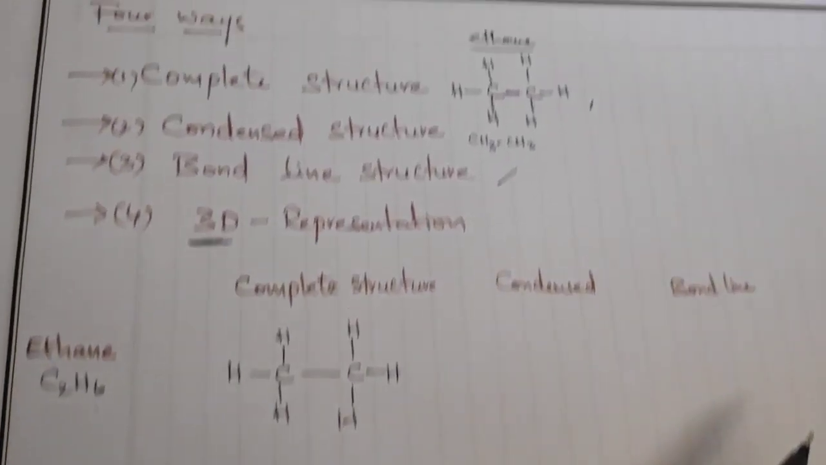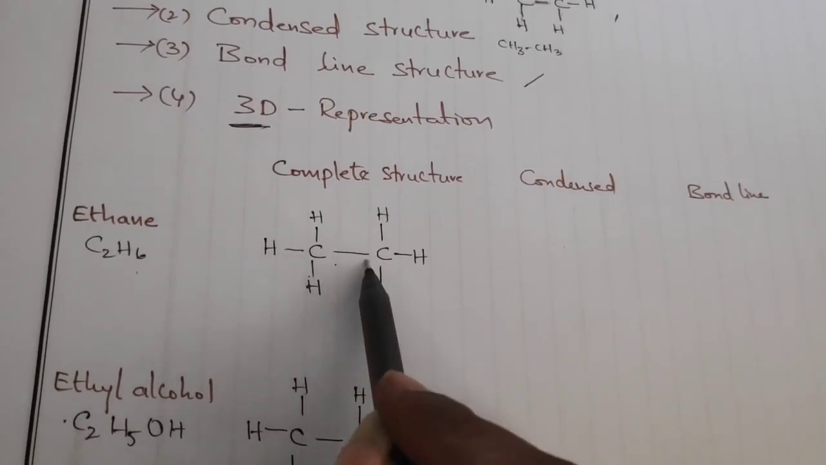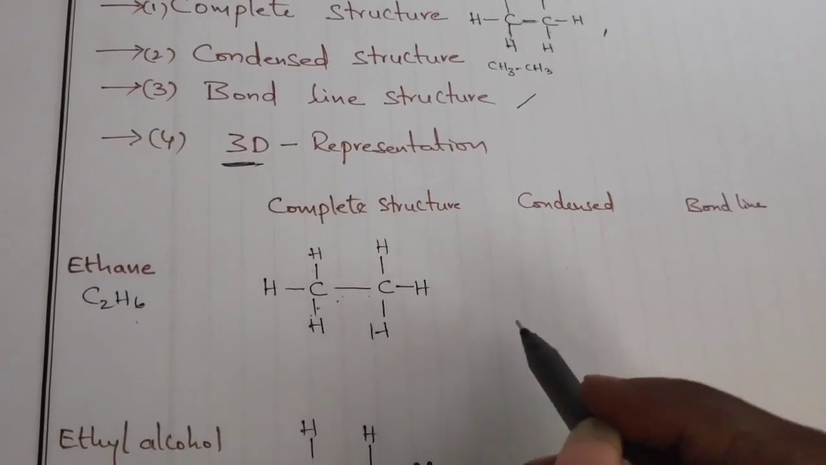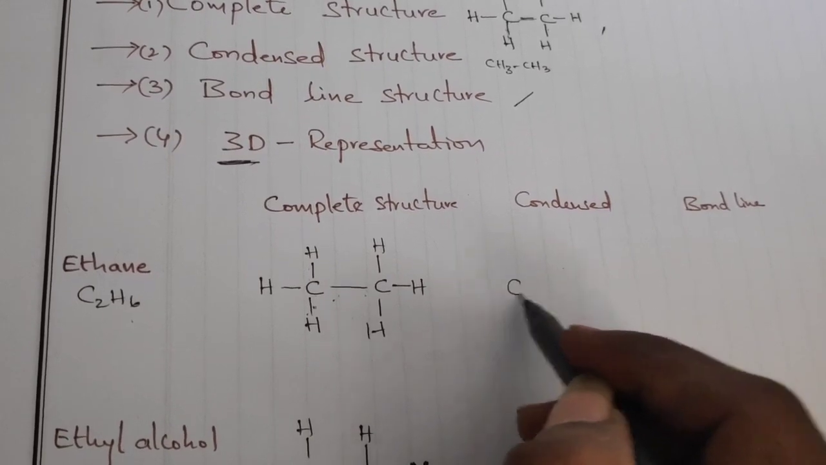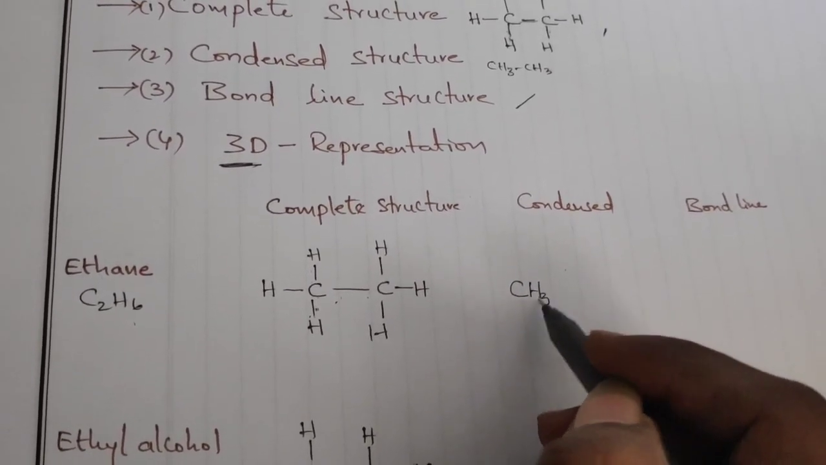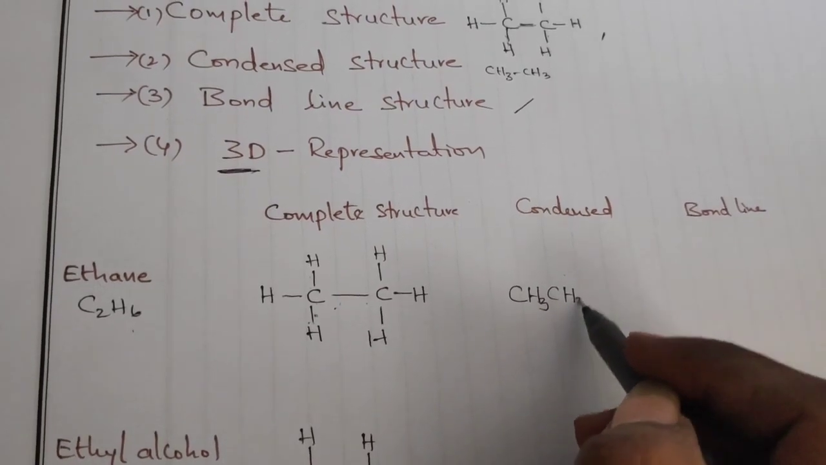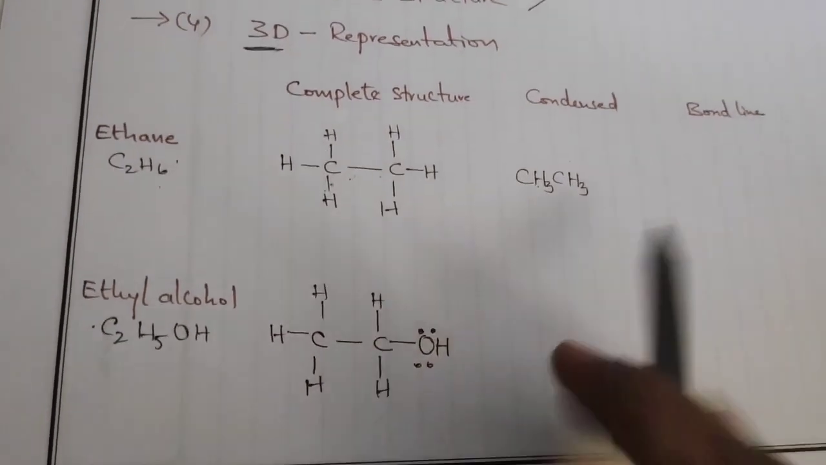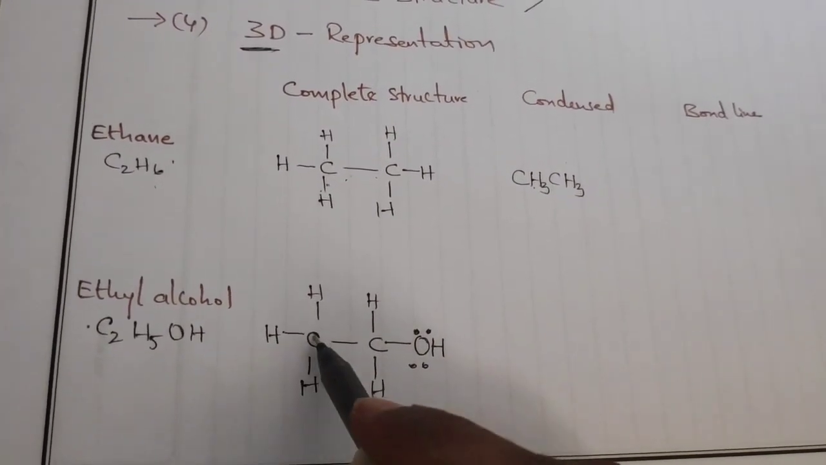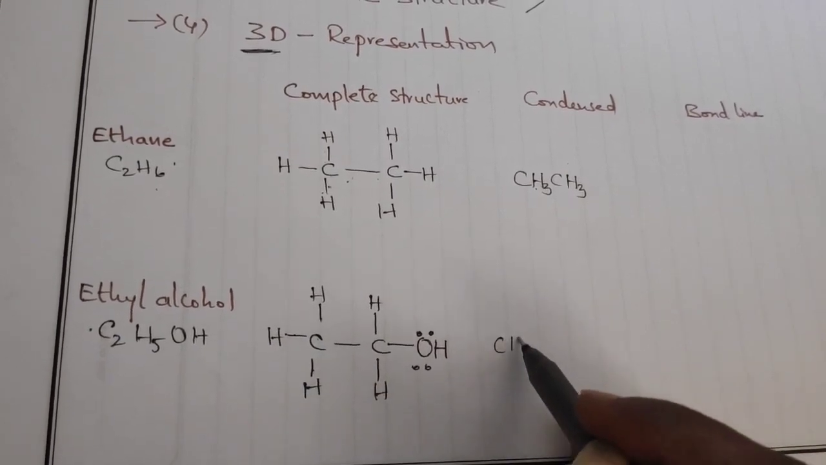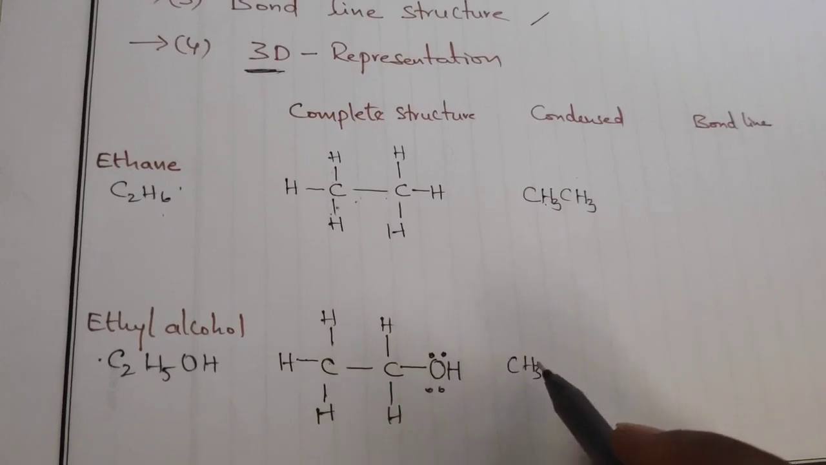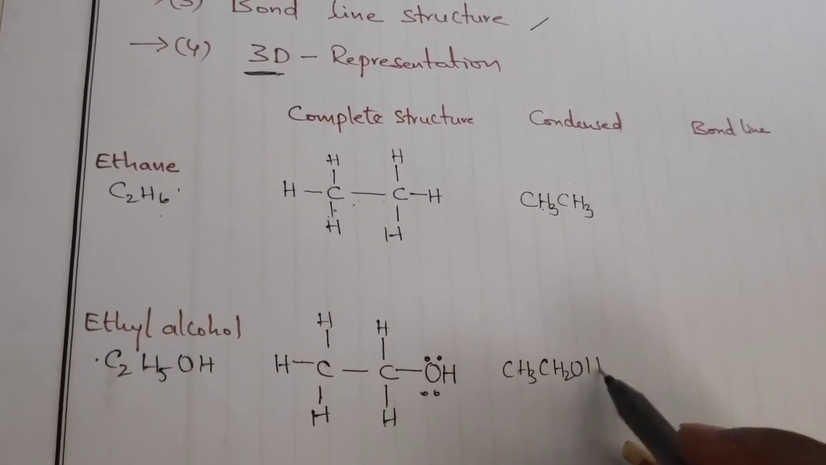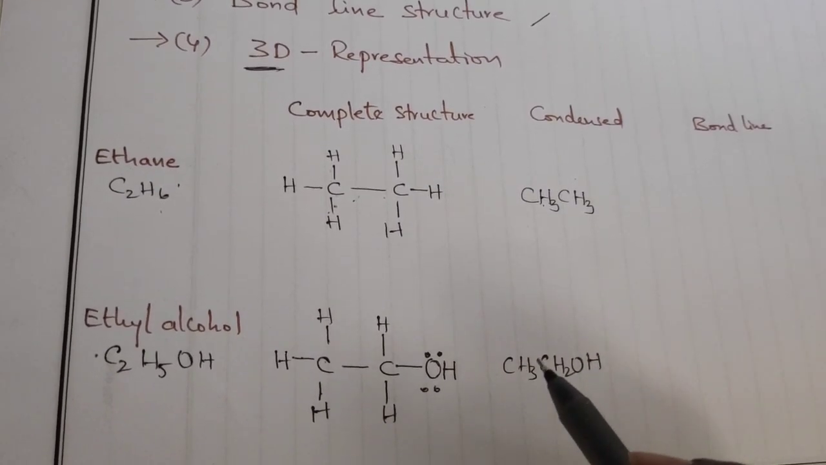If you go for condensed structure, we omit these bonds, CC bonds, this line is omitted. If we omit the lines, the same ethane can be written like this. So this is the condensed structure of ethane. And if you go for ethyl alcohol, it is the same. So we omit the single bonds here, CH3, and here also we omitted. So two hydrogens are there. So CH2 and OH. So this is the condensed structure of ethyl alcohol.